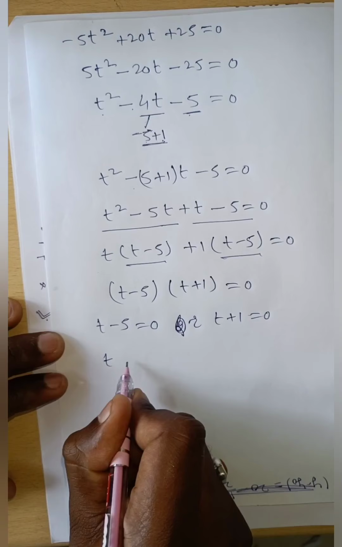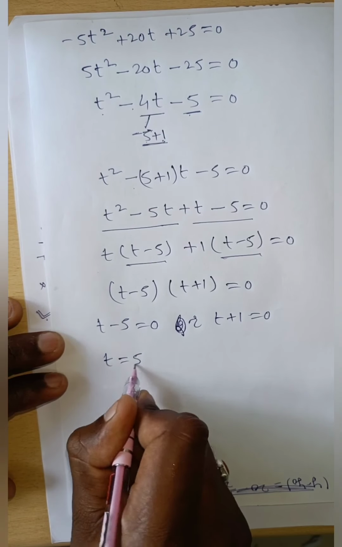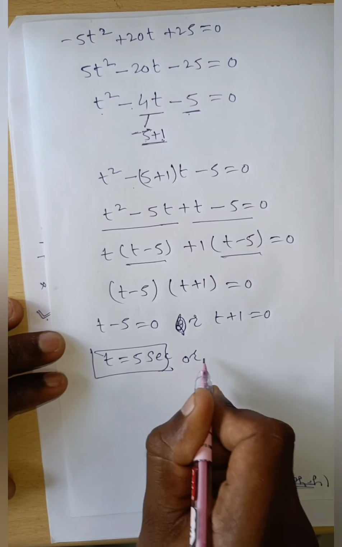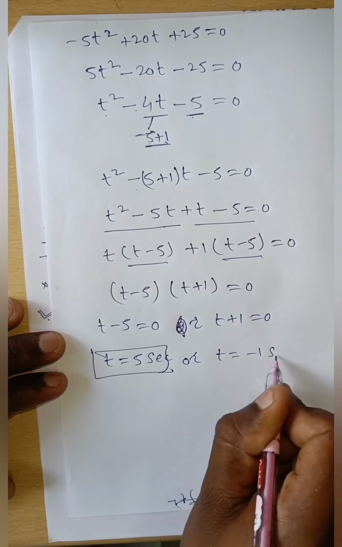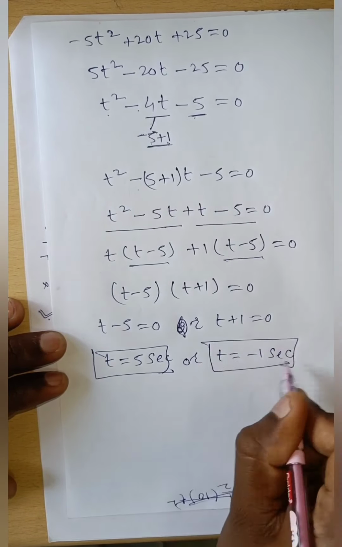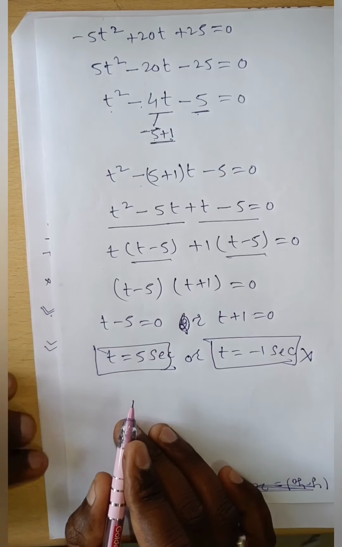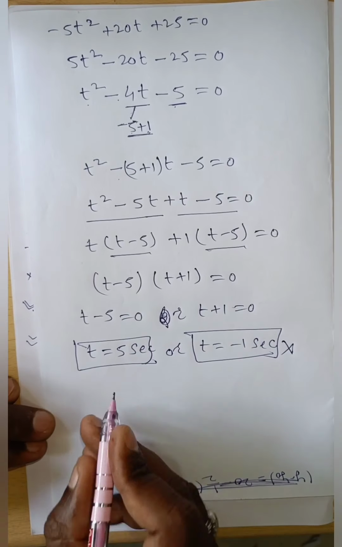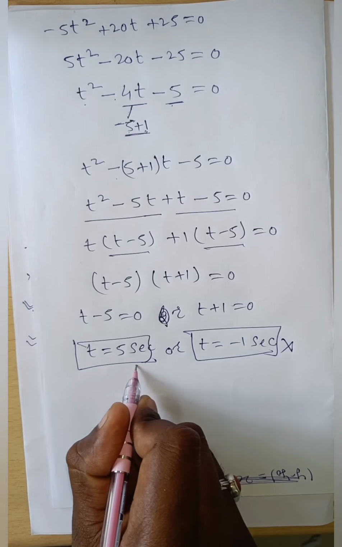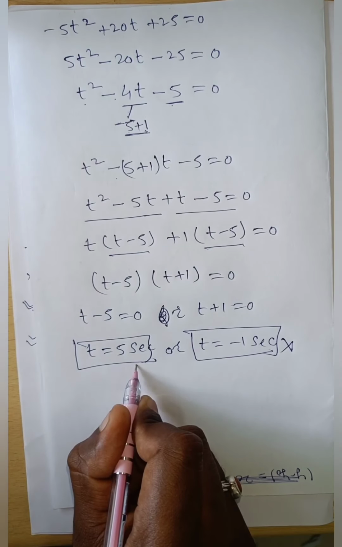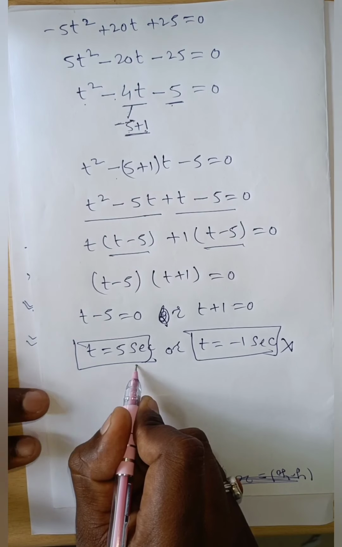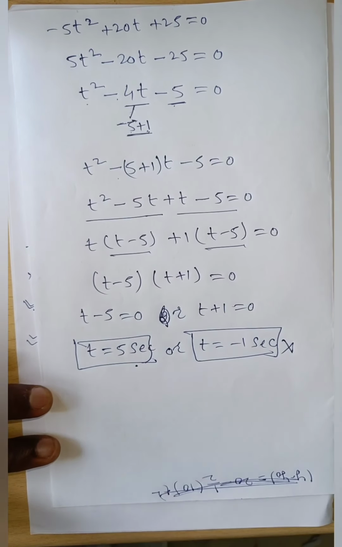Then from t minus 5 we get t is equal to 5 seconds, or t is equal to minus 1 seconds, but this is not valid. Therefore, the time taken by the particle to reach the ground is 5 seconds. Now the answer of this question, the time taken for the ball to reach the ground, is 5 seconds. Now today we have stopped here.